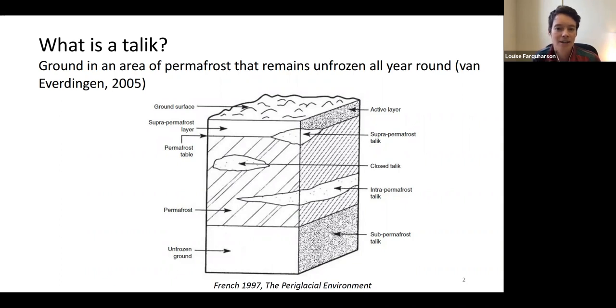We can see that there are super-permafrost taliks, which is where we have talik forming above the permafrost but below the active layer. We can have intra-permafrost talik, which is where talik is sandwiched within the permafrost, and sub-permafrost talik, which is beneath the permafrost. Today I'll be primarily focusing on super-permafrost talik in subaerial settings, so that means not underwater, but under areas of vegetation. Next slide, please.